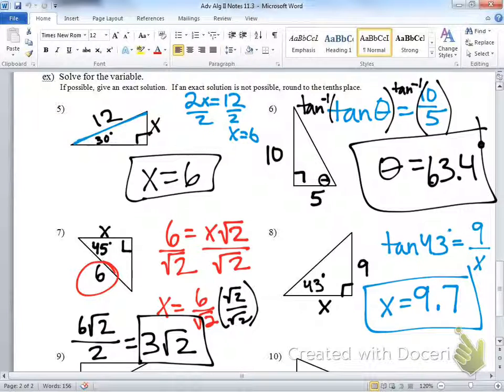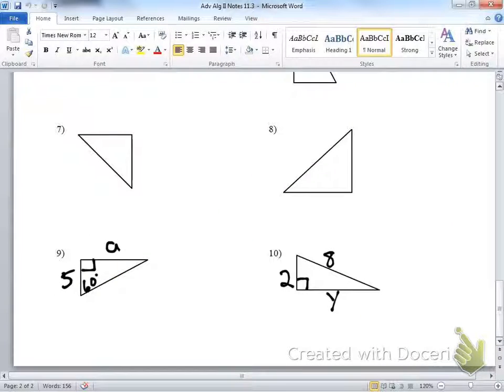Okay. Did you get the worksheet? We have 2 more examples. So number 9 is a 30-60-90. If you were trying to find the hypotenuse, you are correct, it would be a 10, but we're trying to find the other side. It's 8.7. 5 square root 3.